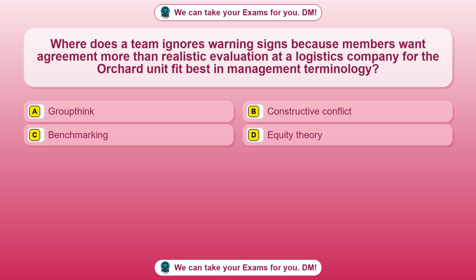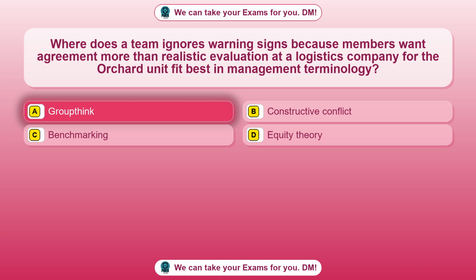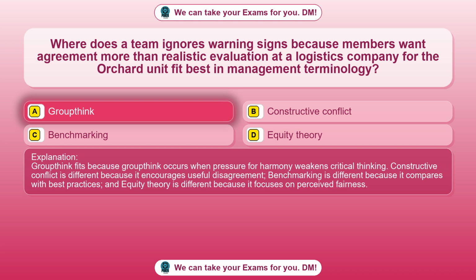Option A, groupthink. Option B, constructive conflict. Option C, benchmarking. Option D, equity theory. The correct answer is option A, groupthink. Groupthink fits because groupthink occurs when pressure for harmony weakens critical thinking. Constructive conflict is different because it encourages useful disagreement. Benchmarking is different because it compares with best practices, and equity theory is different because it focuses on perceived fairness.